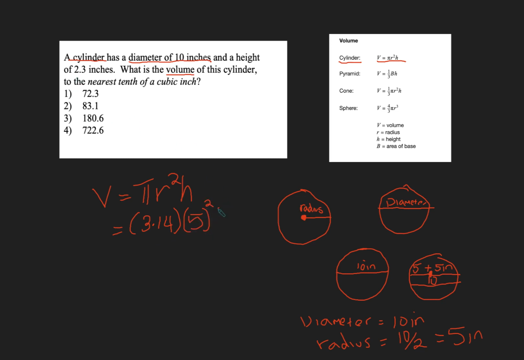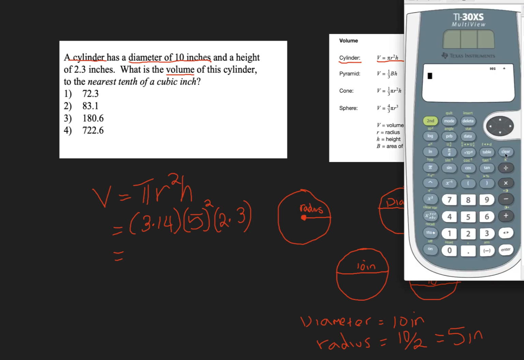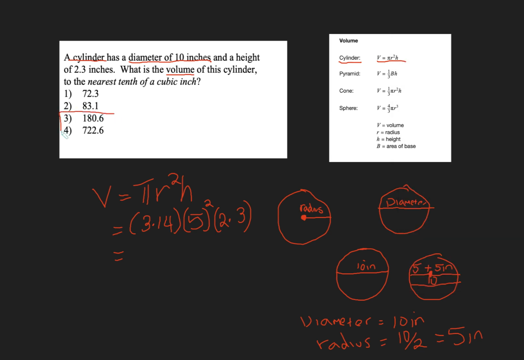And then the height was 2.3. So let's get our calculator. Let's clear that. Let's put it in the calculator: 3.14 times 5 squared times 2.3, and we hit enter. And notice it gives us a value of 180.55. Our answer is right here. Multiple choice is so nice.